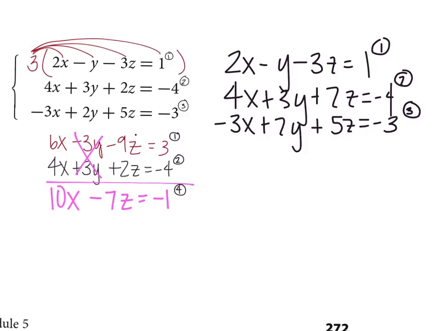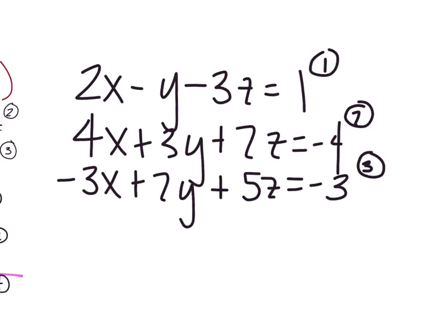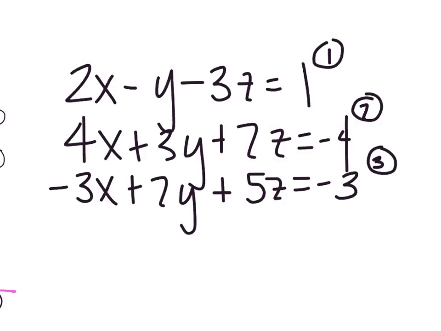I can't do 1 and 2 again because I've already done 1 and 2. That would give me the same thing I already had. So what else could I do? I could do 1 and 3, or I could do 2 and 3. Does it matter? No. 2 and 3 is going to require a little bit more work. 1 and 3 is going to require the least amount of work. So if I wanted to combine 1 and 3 together and eliminate y, what would I have to multiply equation 1 by? A 2. So I multiply all of this by 2.